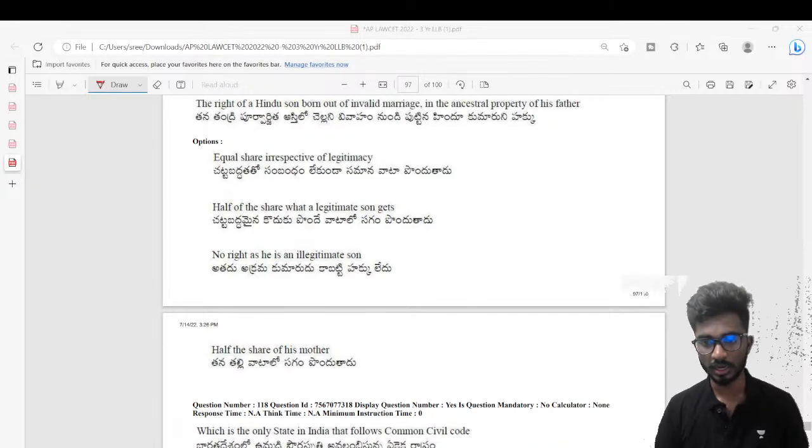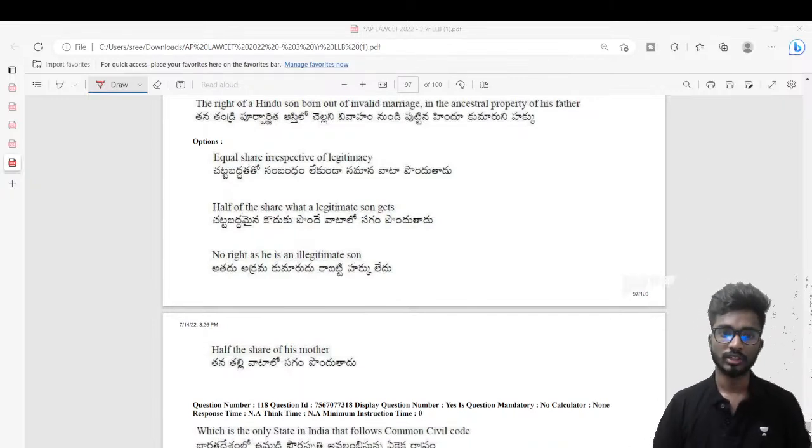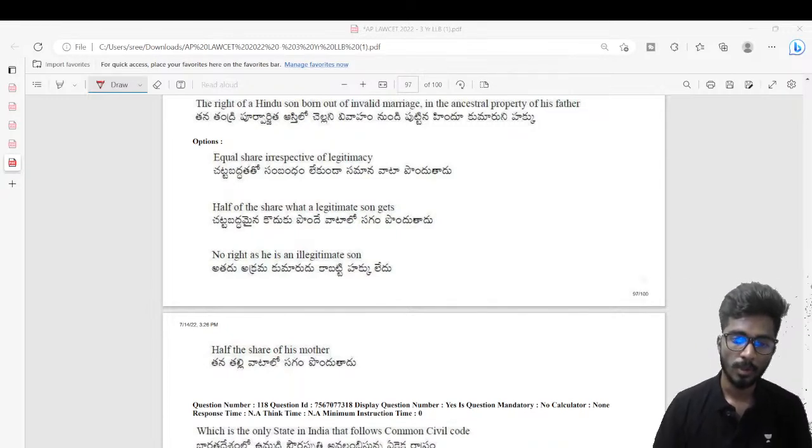What is the right available to an illegitimate child? So an illegitimate child is somebody who is not born out of a valid marriage. So the answer is equal share irrespective of legitimacy.